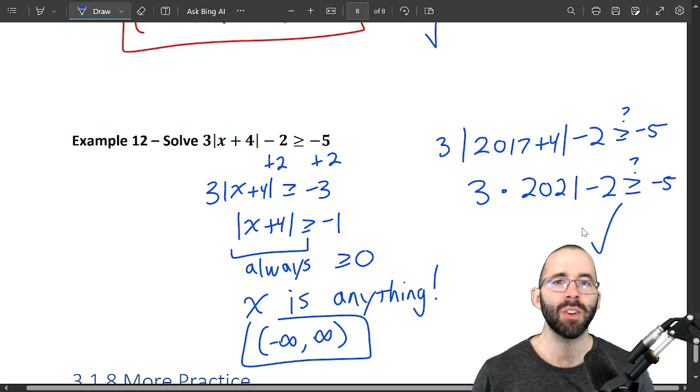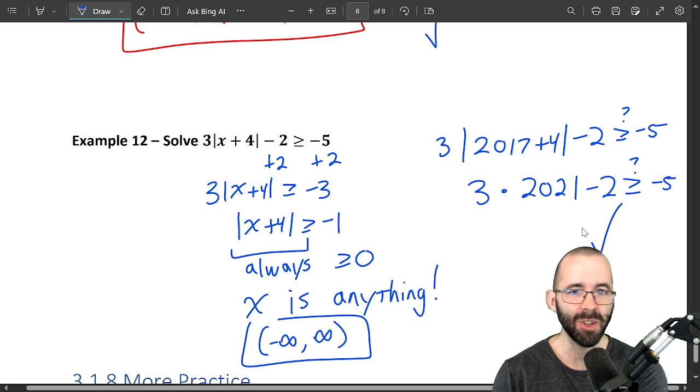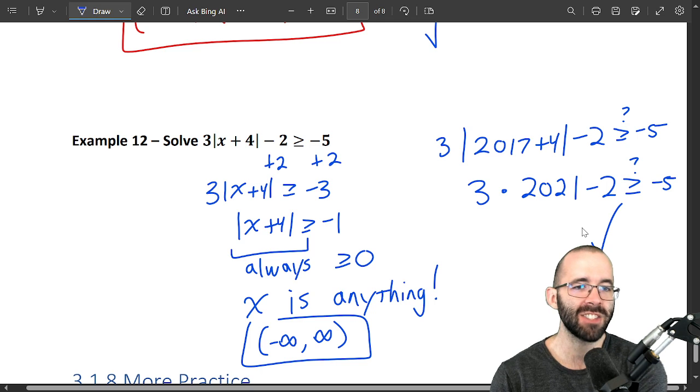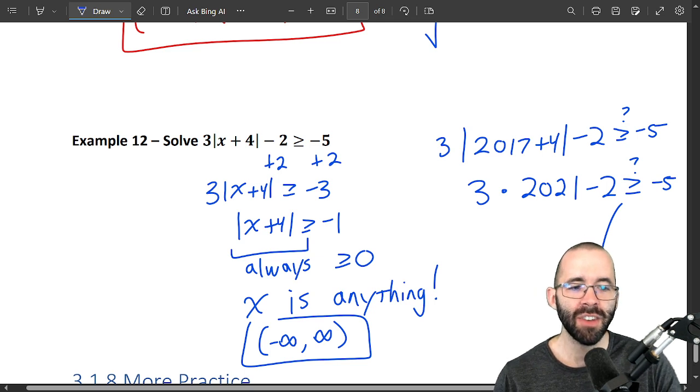All right, so with equations, we can check our single answer or our 2 answers. With inequalities, there's infinitely many answers. We can't check all of them, but sometimes it's still a good idea to just stop and check some of them. All right, let me know if you have any questions, and we're one video closer to my lunch.